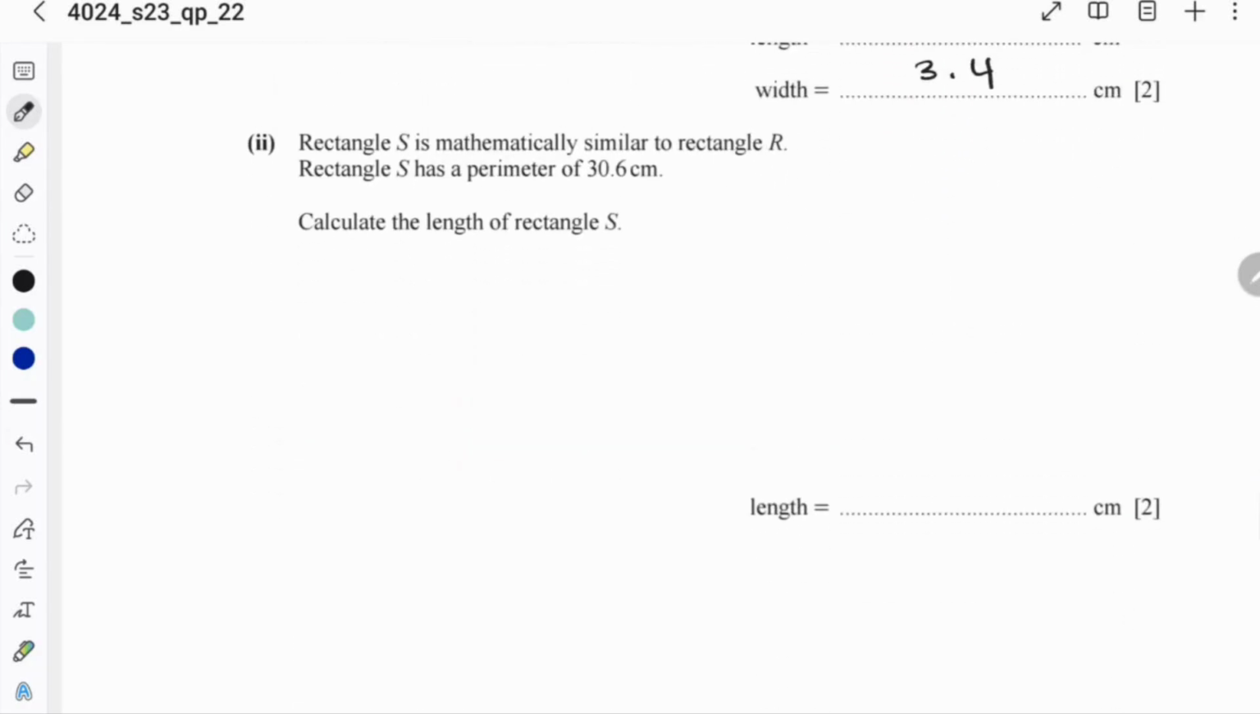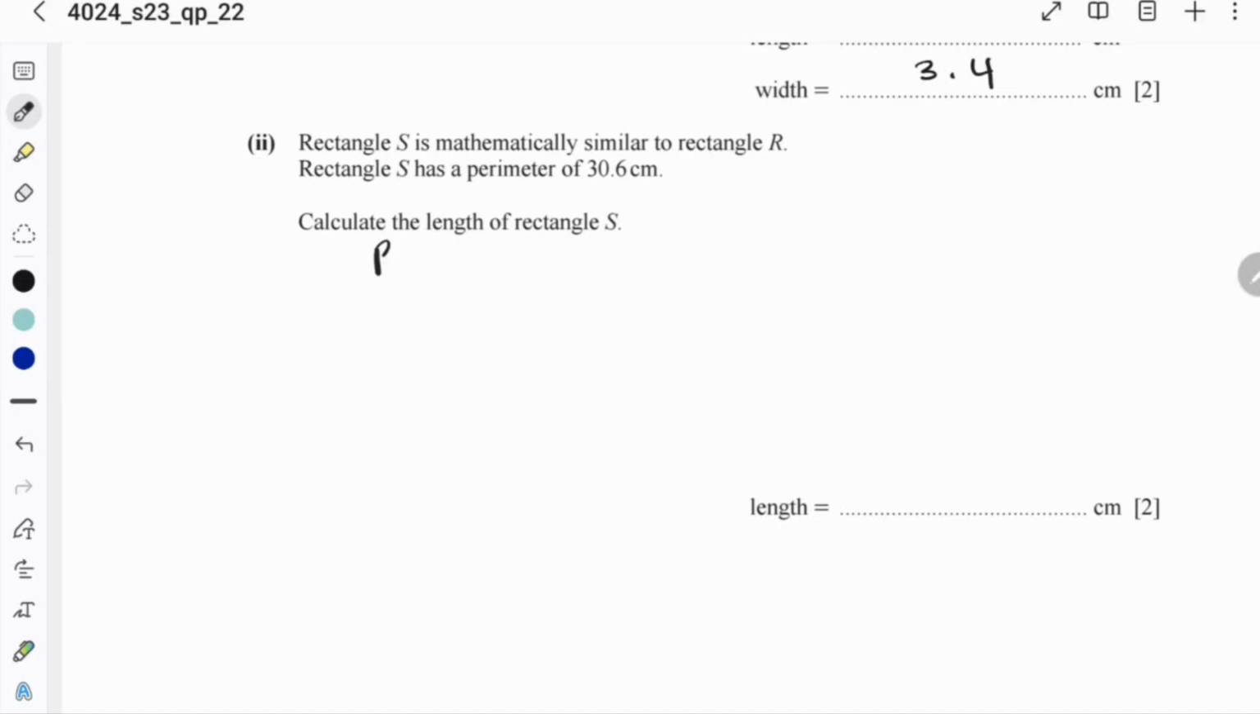Alright, the rectangle S is mathematically similar to our rectangle R. S has the perimeter 30.6. Whenever we see similarity, the ratio of their lengths are equal, and the perimeter is also the addition of the lengths. Whenever they're talking about the area or the volume, we do L1 upon L2 whole square and L1 upon L2 whole cube for the volume, but here it's only the measurement of the perimeter and the length.